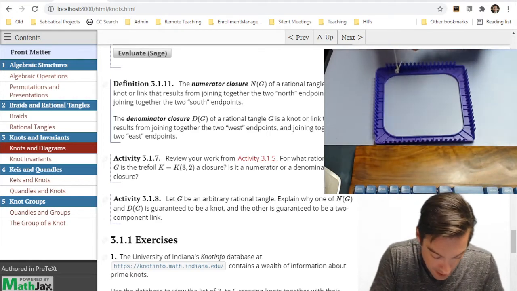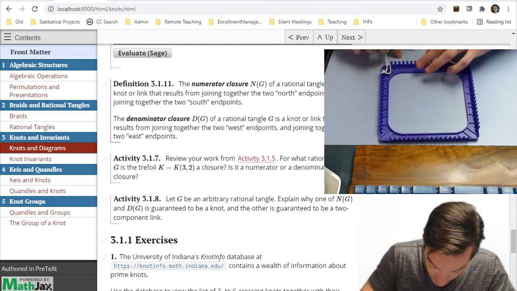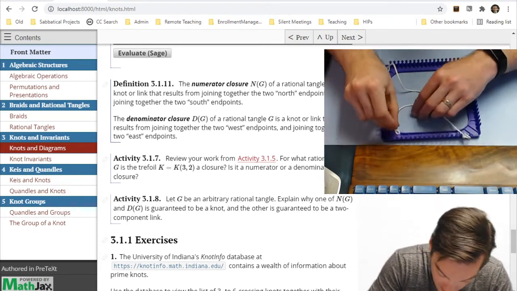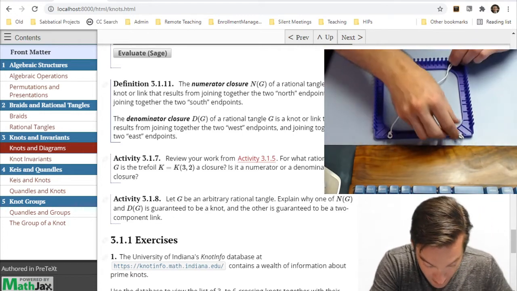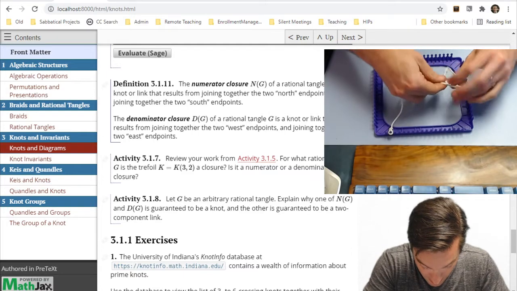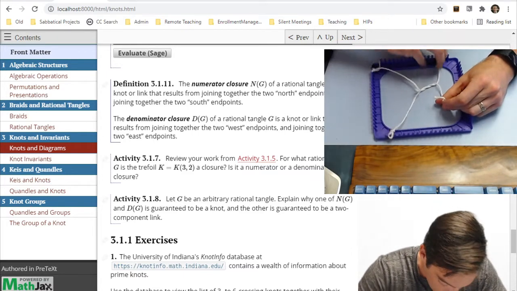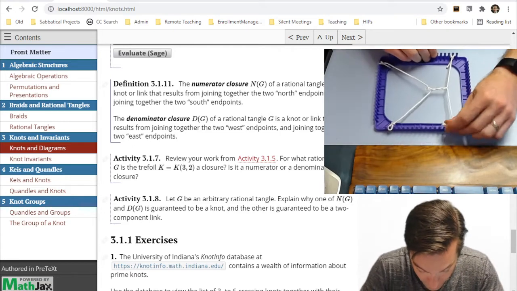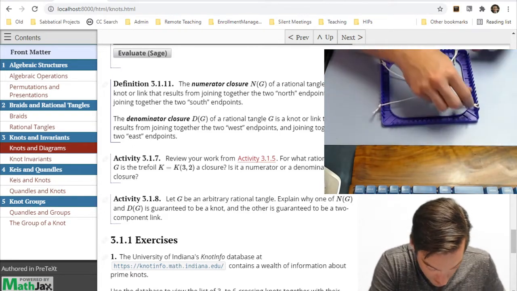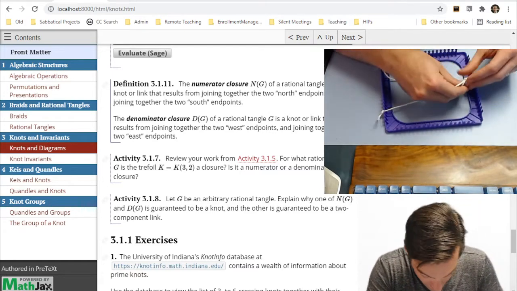Of course, the denominator closure is just doing the other thing. Start with an empty tangle. Make whatever tangle you wish. I'll just make another one quickly here. So we'll start maybe with 4 twists. 1, 2, 3, 4. So we have the tangle t to the 4th power. And then I'll rotate. And then maybe I'll twist twice. Once, twice.